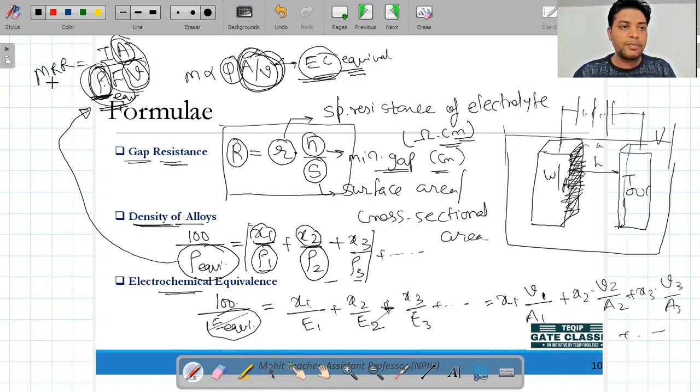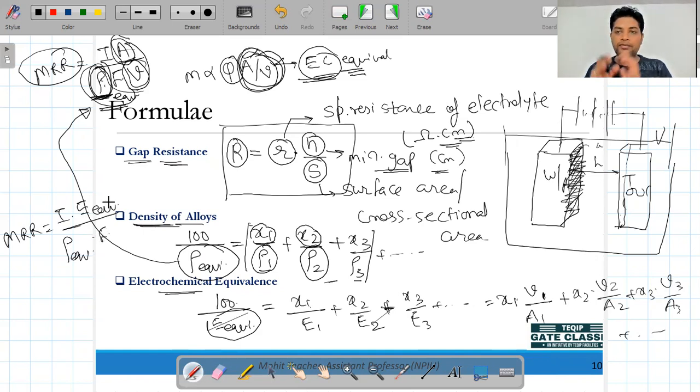So if there is a discussion over the material removal rate, then no doubt this equation will become I into E equivalent upon rho equivalent into F, because A by V is already taken into the equivalent part. So this will be the material removal rate for an alloy. Please keep this in mind.